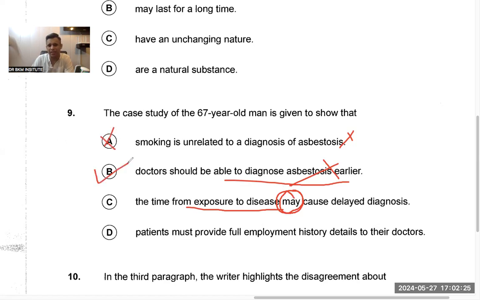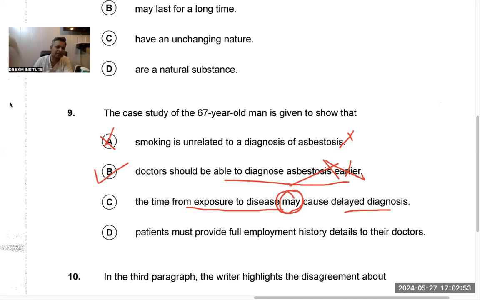This can be the answer, B. Doctor should be able to diagnose asbestosis earlier, but the doctor cannot diagnose asbestosis earlier because the disease itself happens after a long time. So it is eliminated. The time from the exposure to disease may cause delay. That was the thing, that there were no symptoms. The time from the exposure to the disease was very long. That is why the doctor had a delayed diagnosis. So this is the main thing.